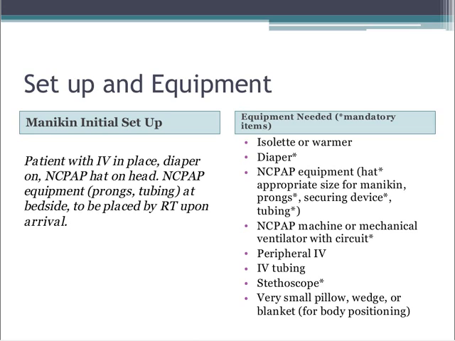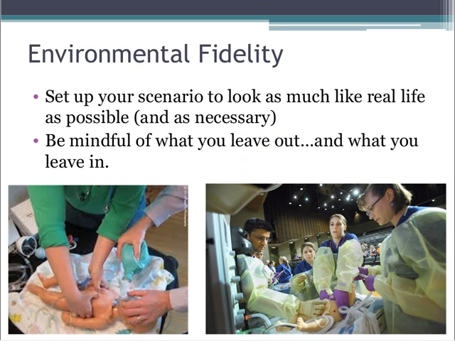And then I have a list of the equipment that's needed, and depending on what you have available to you, I've put asterisks by things that I've considered mandatory items, meaning that if you didn't have them, it might detract from the scenario, or it might prevent the students from being able to do all the things that they would need to do. So you can look at those things. And once you have all this collected, you'll have to decide how you want to set up your room. One of the things that I ask everyone to be mindful of is what we call environmental fidelity, or the realism of the environment that you're creating.